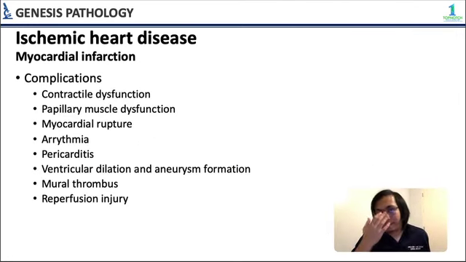So, we have a lot of complications in your myocardial infarction. We have contractile dysfunction, papillary muscle dysfunction, myocardial rupture, arrhythmia, pericarditis, ventricular dilatation, aneurysm formation, mural thrombus, and reperfusion injury. It makes sense, right? Contractile dysfunction. You have a myocardial infarction, your heart tissue dies. So, would dead heart tissue contract? No. So, contractile dysfunction. And that will eventually lead to heart failure.